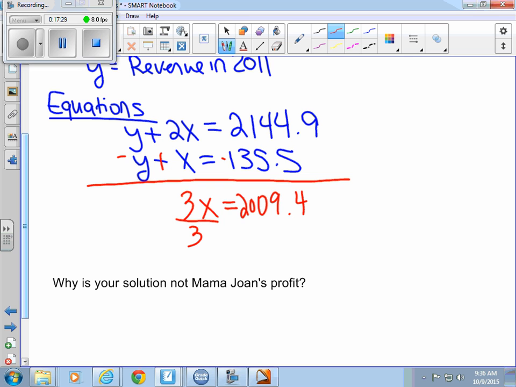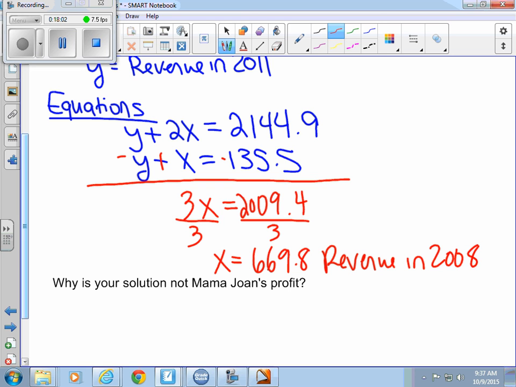Good. And what do we get for that? 0.8. What is that? What is X? X, the revenue in 2008. Right? Revenue in 2008. Now, if it's dollars, it's in millions, right?